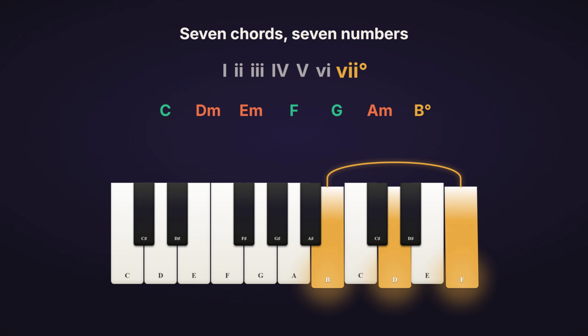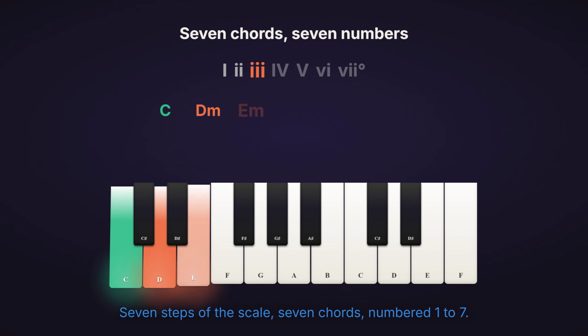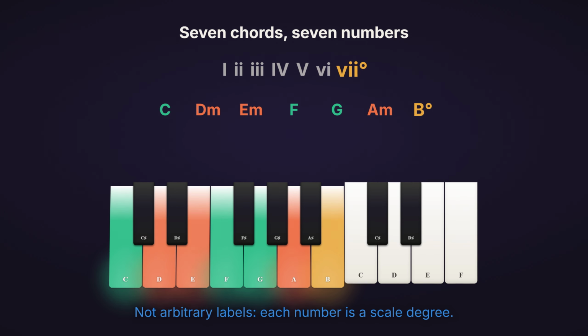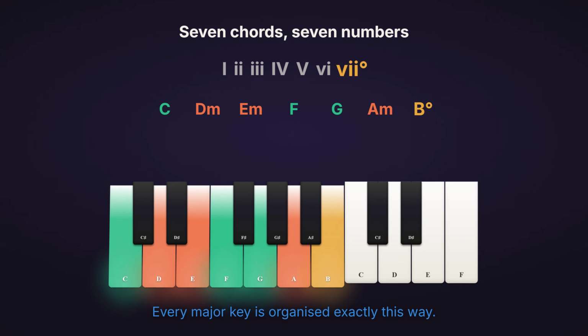7 notes in the scale, so 7 chords, numbered 1 through 7, each one just the stacked thirds triad sitting on that step. The numbers aren't arbitrary labels you have to memorize. Each one is simply the scale degree the chord is built on, counted from the bottom. That is the entire idea, and every key on earth is organized exactly this way.